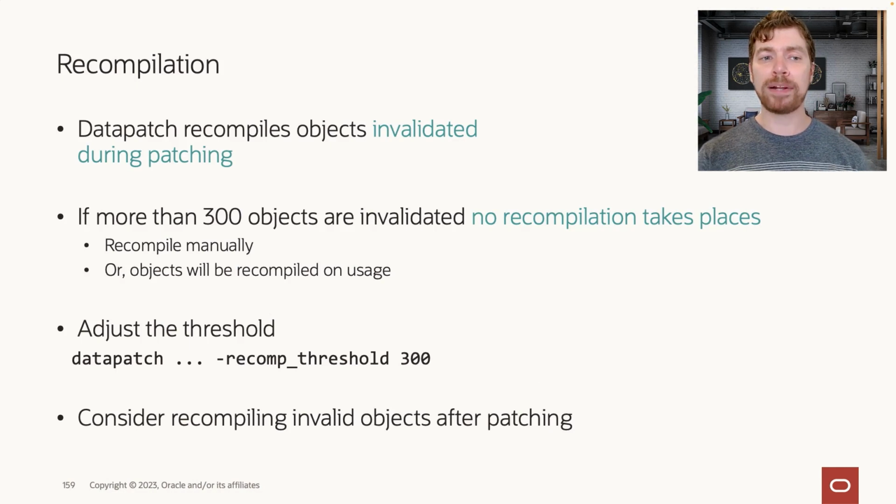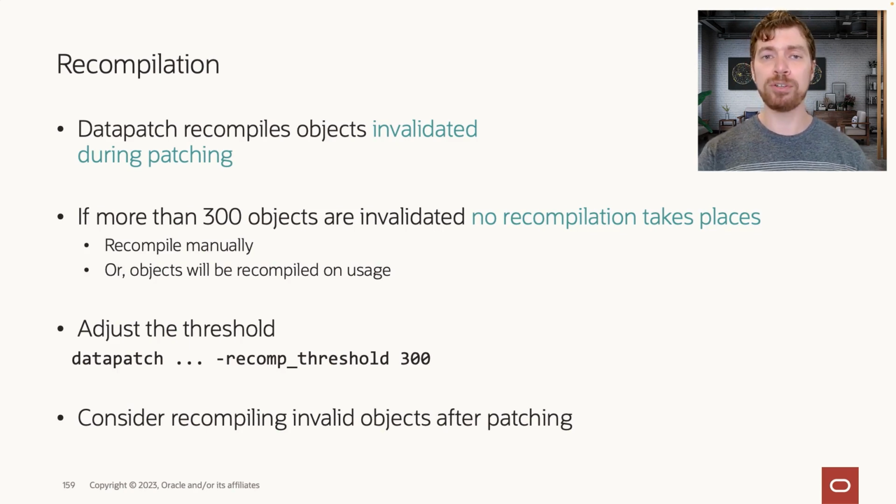Datapatch will automatically recompile only the objects that were invalidated during the patching operation. So let's say you had 10 invalid objects before you started Datapatch. Those 10 invalid objects won't be recompiled by Datapatch, okay? It will only recompile the objects that the process made invalid. And if more than 300 objects are invalidated, then no recompilation takes place. The reason is that this can take a lot of time.